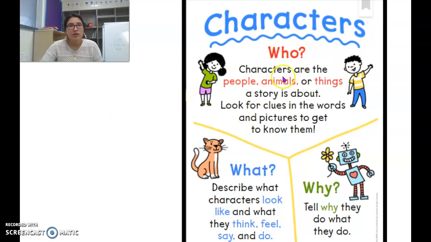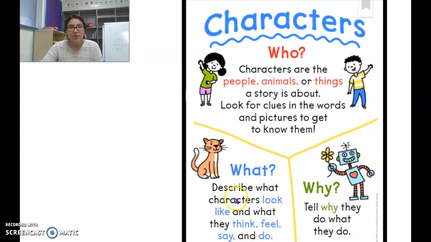Characters. Who? Characters are the people, animals, or things a story is about. So look for clues in the words and pictures to get to know them. So maybe it's a little girl named Jill and a little boy named Jack. Okay? So get to know them. Pay attention to the way they act and behave. Or maybe it's a dog named Clifford, right? So sometimes you have animals, people, or things.